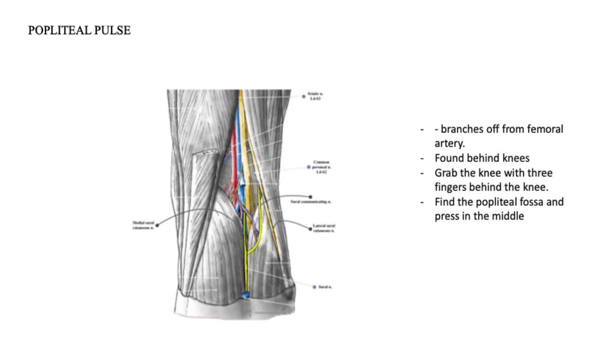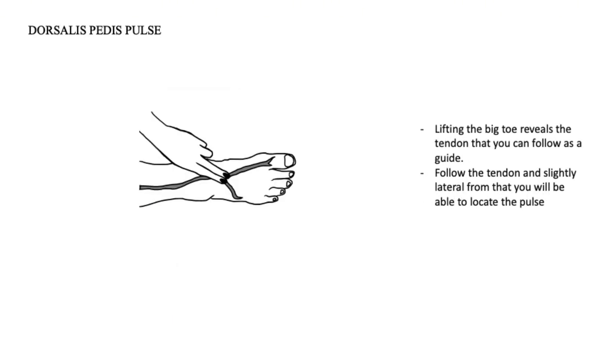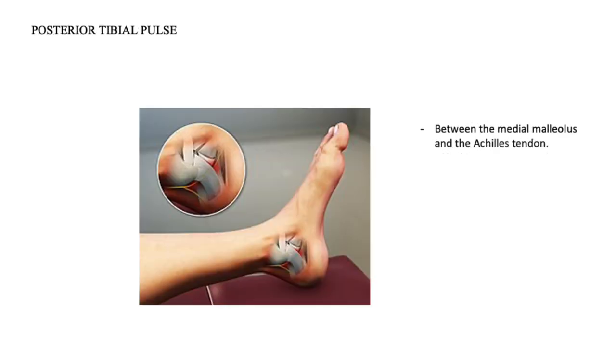The dorsalis pedis pulse can be located by following the tendon that appears when you lift the big toe. The pulse lies slightly lateral to that tendon. And finally, the posterior tibial pulse is found between the medial malleolus and the Achilles tendon.